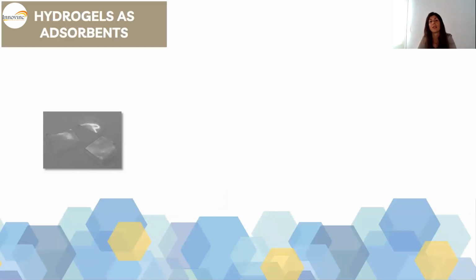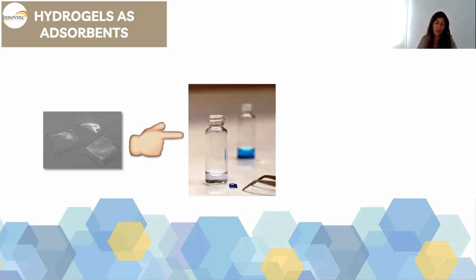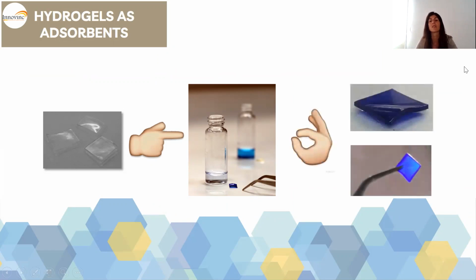Now let's talk of hydrogels as adsorbents. These kinds of materials are usually applied in the form of films or beads, and they are applied into a water sample to conduct a water treatment, and after a certain amount of time, we have the pollutant inside the adsorbent. As we can see here, we have a hydrogel having methylene blue inside it, and it is common that this kind of material could be reused.